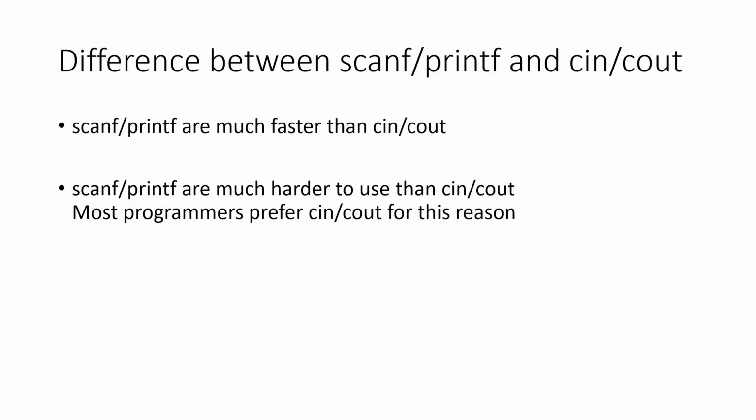The most straightforward way to make IO faster is by using scanf and printf instead of cin and cout. The downside with this approach is that scanf and printf are much harder to use than cin and cout, as they are an old feature from C rather than C++. Generally, most programmers prefer cin and cout for this reason. Therefore, we are not going to be discussing scanf and printf in this video.